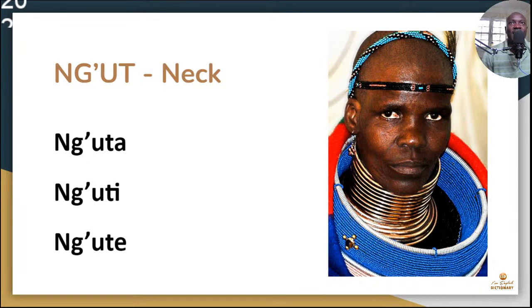Then we talk about the neck, where she's adorning the ornament. That is the neck, and the neck is ngut. Nguta, my neck. Nguti, your neck. Ngute, his or her neck.